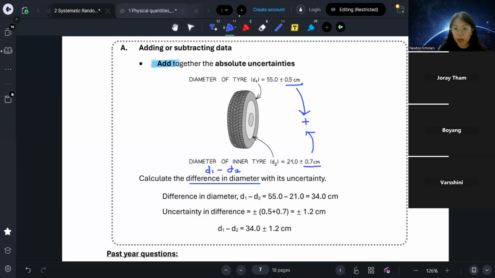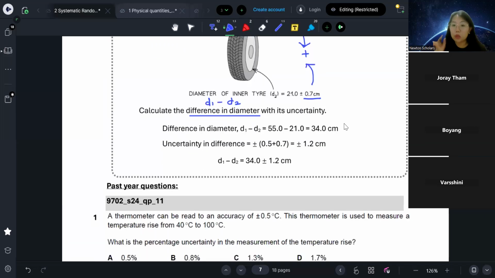For the difference in diameter, we solve it just like mathematics. We use 55 minus the inner 21. So our answer will be 34.0 cm plus minus the uncertainty. The uncertainty, I repeat, is added up together. So here you will get plus minus 1.2 cm. But I want to slightly make a change for this part. This one, plus minus 1.0 cm. Change it, because the uncertainty here uses one significant figure. So try changing it.